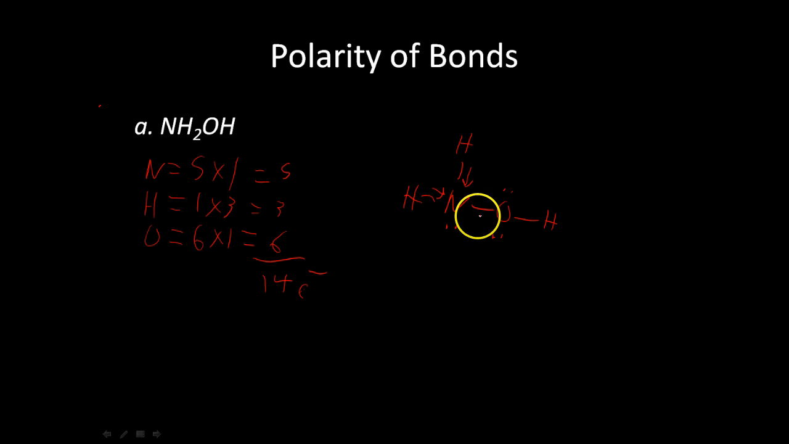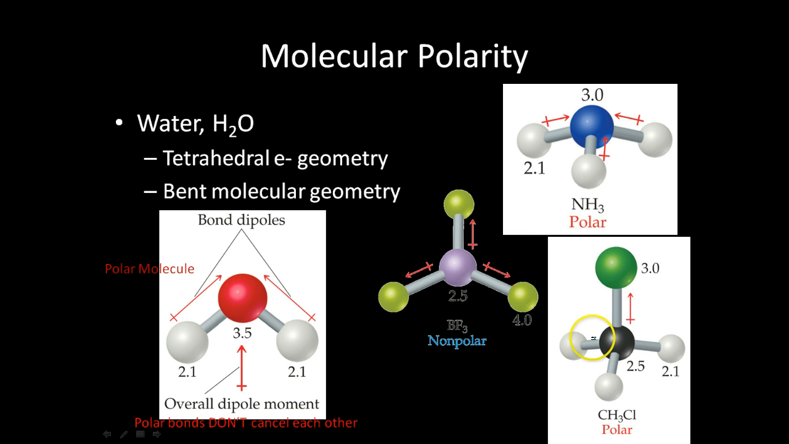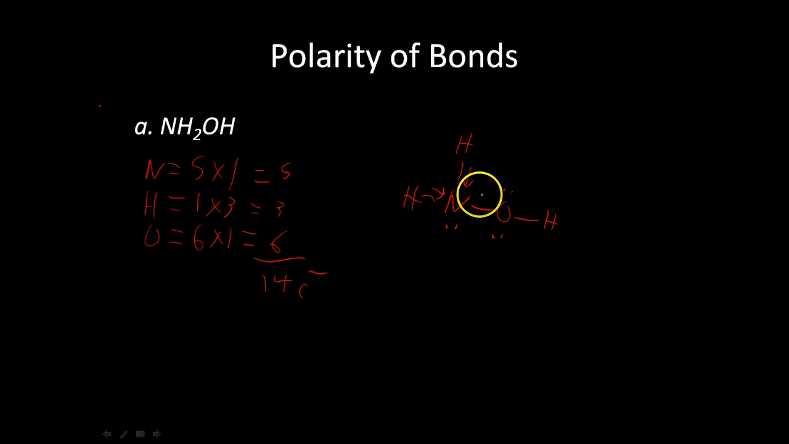Now, if we look at the nitrogen-oxygen bond, we have oxygen 3.5, nitrogen 3.0. So this indeed would be polar, with the polarity going that way. I need to have my little crosses through there. And finally, hydrogen and oxygen, we'd have polarity going this way. So this is the polarity of the bonds.